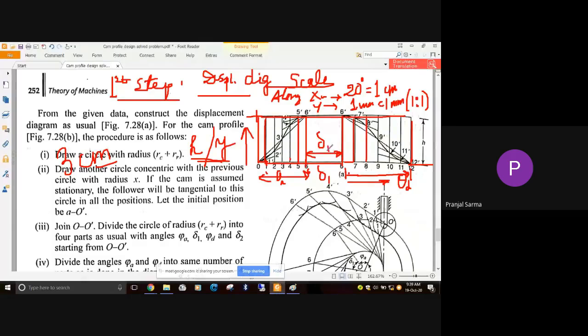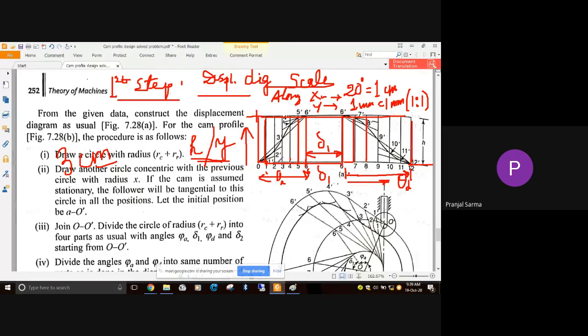During the dwell there will not be any movement of the follower. That's why we don't have to divide it. Throughout the dwell it will be the same only, but in the ascent as well as descent some change is happening. The follower is moving, so some change is happening. That curve we want to get. So that division has been done.